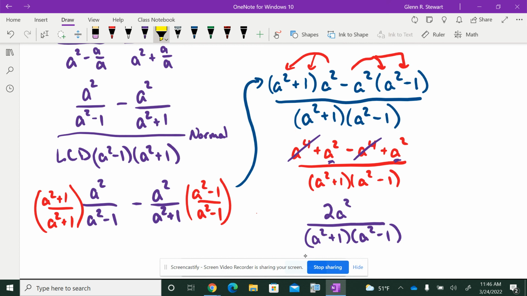A squareds, I can't cancel any of them out because some of them are attached to another number, like the 1 plus or minus the 1. So that is my final answer.